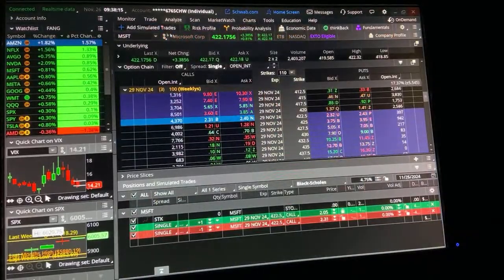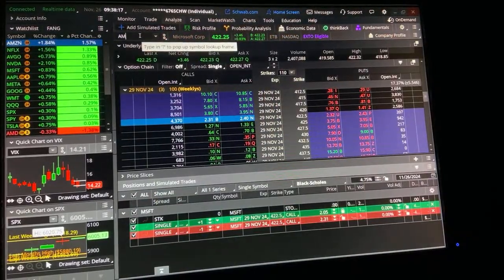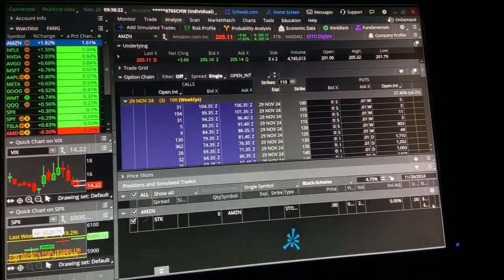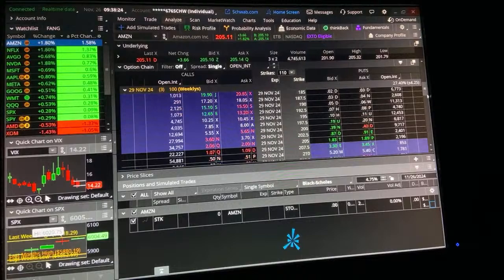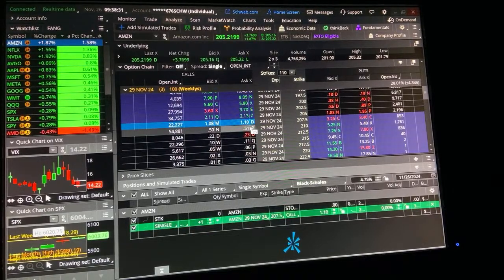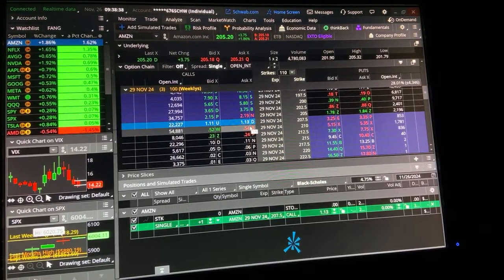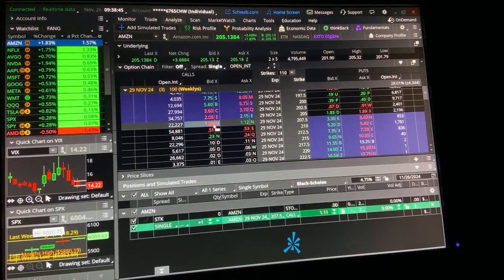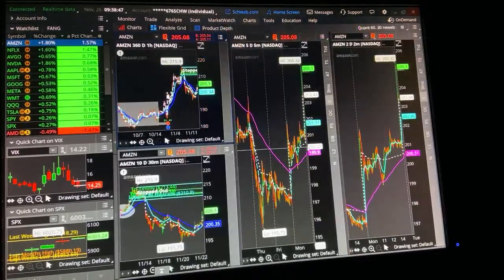I'm missing Amazon here. Long call Amazon. Qs had a nice little 5-minute bar print too, in addition to what I'm mentioning here. Let me grab Amazon here real quick. All right, Amazon, the 207.5 call, got it for 1.11. Long call Amazon.